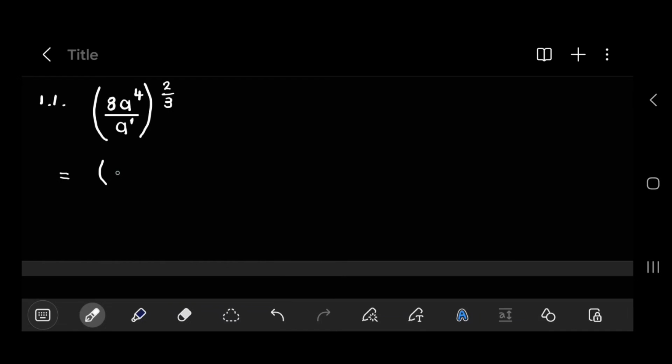But at the same time, here's what I'm going to do. I'm going to rewrite 8 as 2 cubed, and then a ends up being a cubed. And the existing exponent will stay outside the bracket. Now, in the next step, we know that when we are raising a power to a further power, we multiply both the powers together. So that's what we're now going to apply. We're going to have a base of 2, multiplying its exponent with 2 over 3. That gives you 2 squared, sorry.